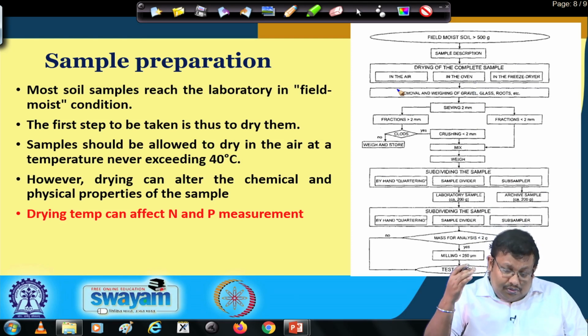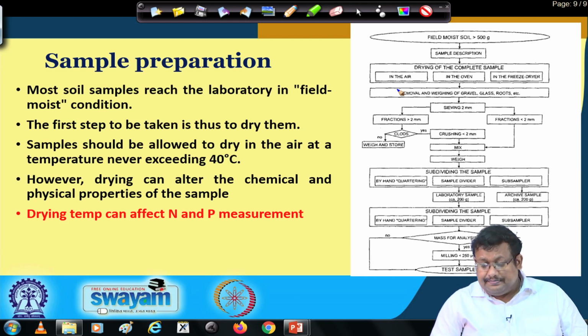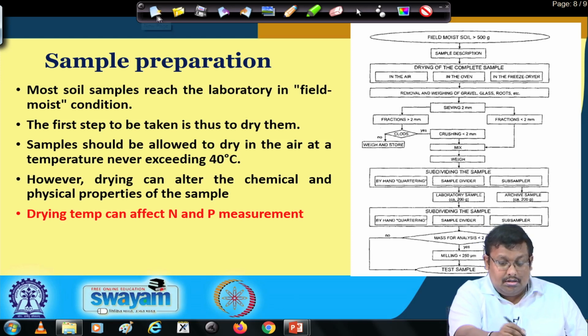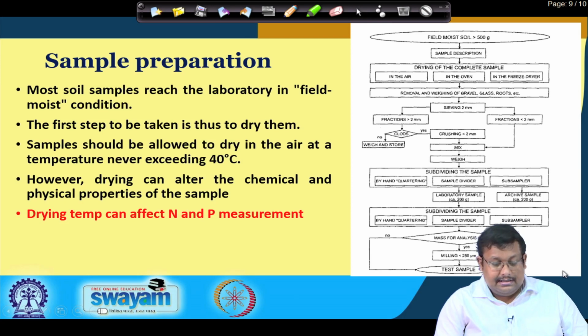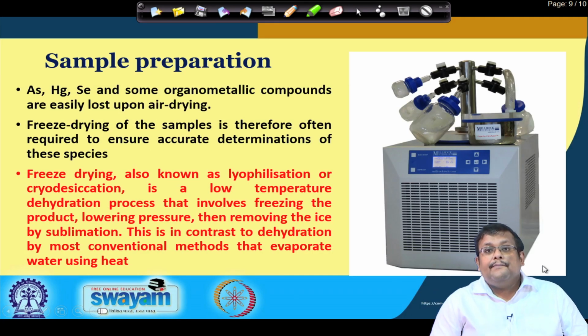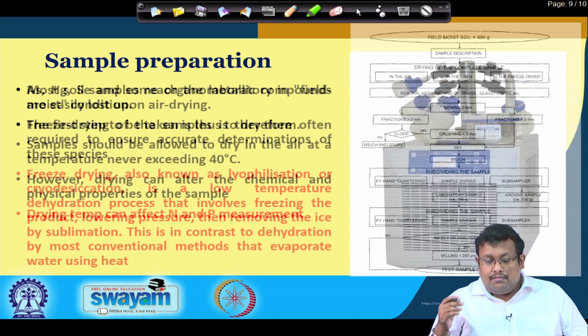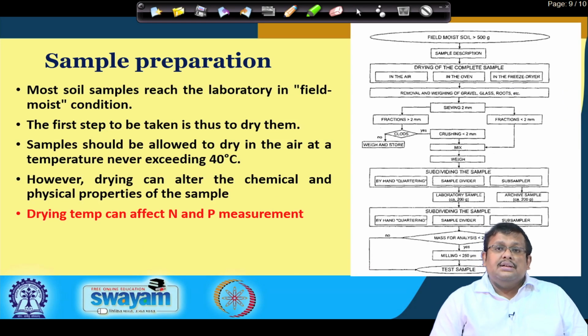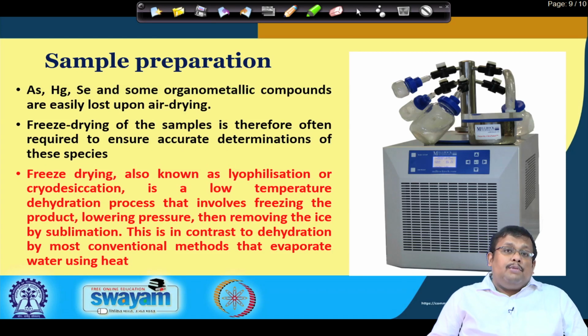Now, once we dry the soil samples, the next step is removal of the gravels. However, for drying, you also remember one important thing, that there are certain metalloids or organometalloid compounds, for example, arsenic, then mercury, then selenium. They can easily be lost by air drying also.